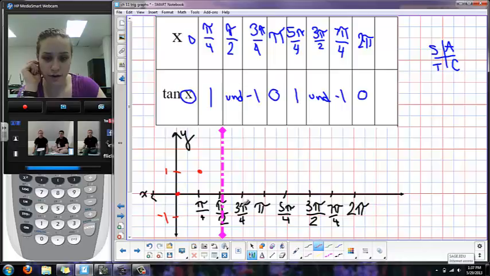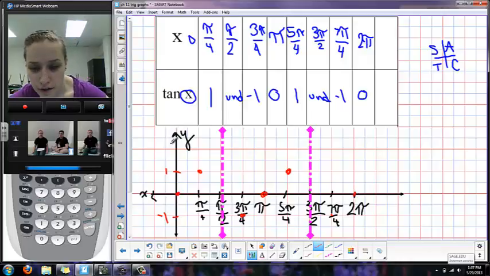At 3 pi over 4, we're at -1, which is right here. At pi, we're at 0. 5 pi over 4, we're at +1. 3 pi over 2 is undefined again, so I'm going to go back and make another vertical line. It's called an asymptote, and it can never ever touch that line. And at 7 pi over 4, we're at -1 again, and at 2 pi, we're at 0.